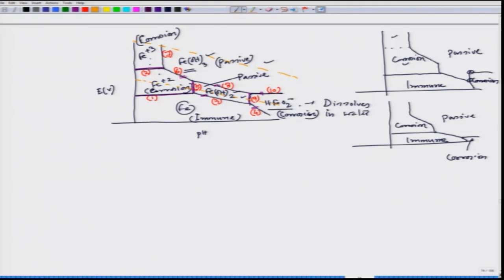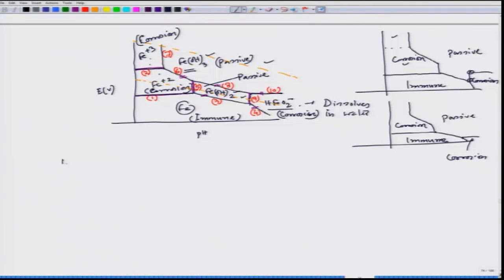At the end, we would like to see the advantages and disadvantages, or the limitations, of the Pourbaix diagram. So, we have done quite a detailed analysis on the Pourbaix diagram. First, let us see what the advantages are. The first thing is that, without going for a detailed calculation, it indicates the stability region of different phases, forms.